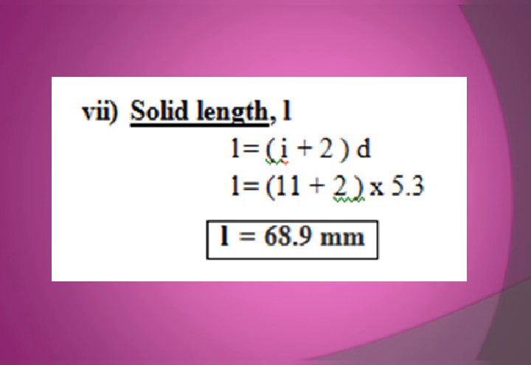Now we will evaluate the solid length of the spring. Solid length is nothing but when the spring is under compression, when all the turns are close to each other without any clearance. In that case, solid length can be obtained by using the number of turns plus 2 additional turns into the wire diameter, that is L is equal to i plus 2 into d, or L is equal to 11 plus 2 into 5.3. So solid length L is equal to 68.9 mm. This is the required answer for solid length.